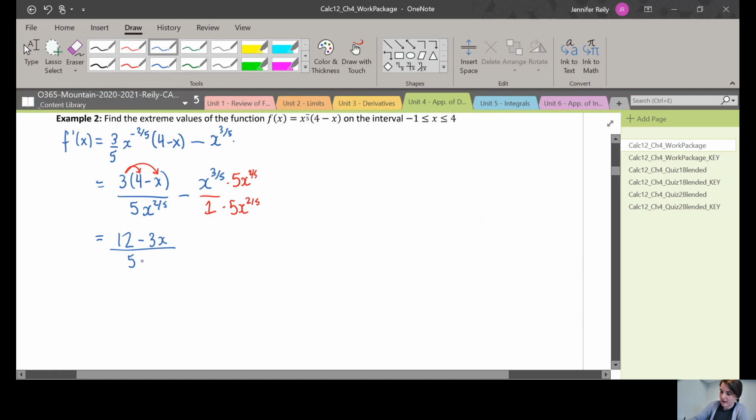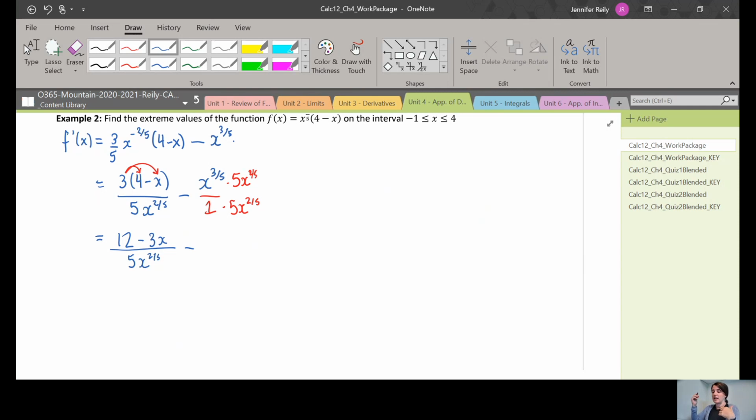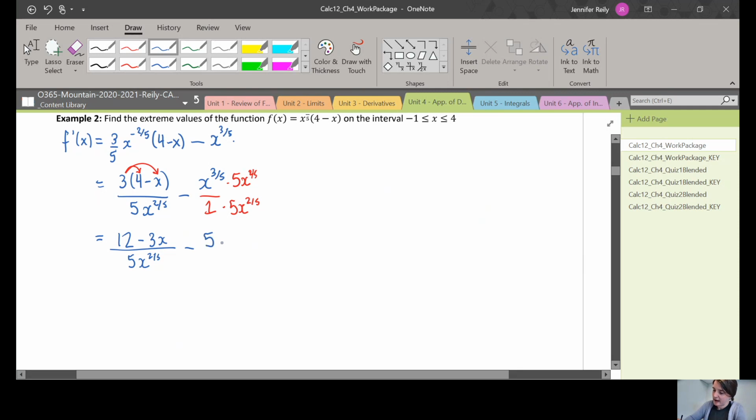So I'll have 12 minus 3x on top, 5x to the 2/5 in the denominator, and then here, when you multiply x to the power of 3 over 5 times x to the power of 2 over 5, remember when you have the same base of 2 powers and you're multiplying them, you can add the exponents. And luckily here, 3/5 plus 2/5 is 1. So that changes to just 5x in the numerator, and in the denominator I have 5x to the power of 2/5. Okay, now that they have the same denominators, I can combine them together and collect like terms. So I'll have 12 minus 8x all over 5x to the power of 2/5. Okay, there we go. That's much better.